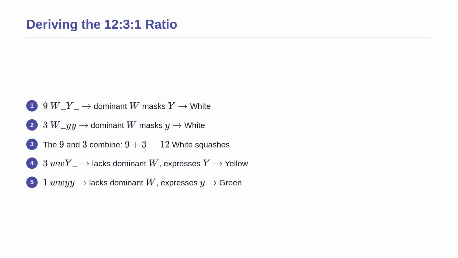Just as before, let us mathematically prove why this specific 12 to 3 to 1 ratio emerges from our cross. We look at the raw genetic output. The 9 offspring with both dominant alleles and the 3 offspring with dominant W but recessive Y all share at least one dominant W allele. Because W is dominant and epistatic, these 2 groups combine to make 12 white squashes. The 3 offspring lacking the dominant W allele can express their dominant Y allele, making them yellow. The single fully recessive offspring becomes green.